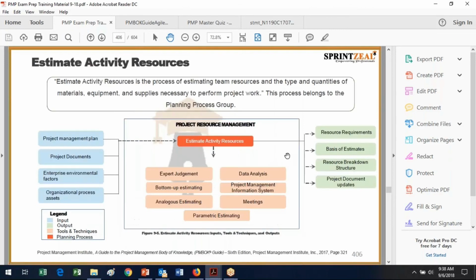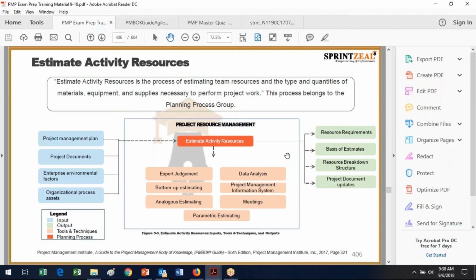Okay, next we're going to talk about estimating the activity resources, and this is the process of estimating team resources and the type of quantities of material, equipment, and supplies necessary to perform the project work. And so basically we have our typical inputs, and then our tools and techniques. Again, because we're estimating, we want to throw everything at it. So we use our expert judgment, we use some data analysis.